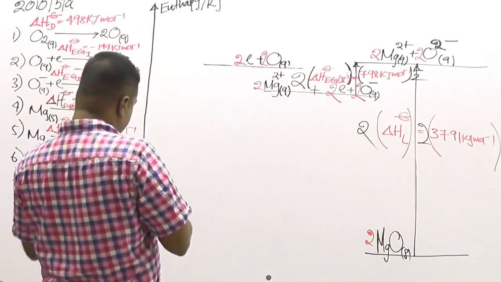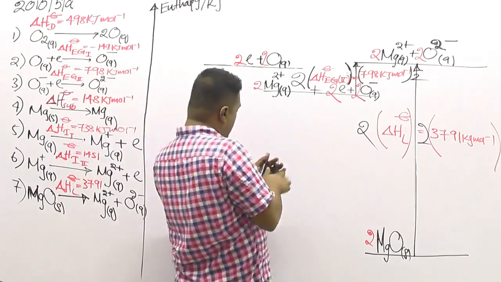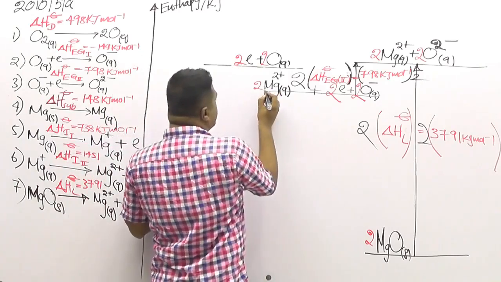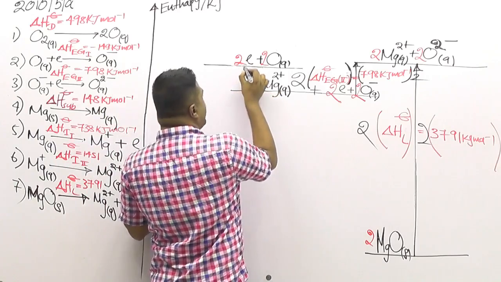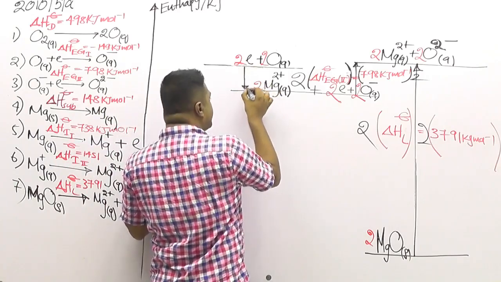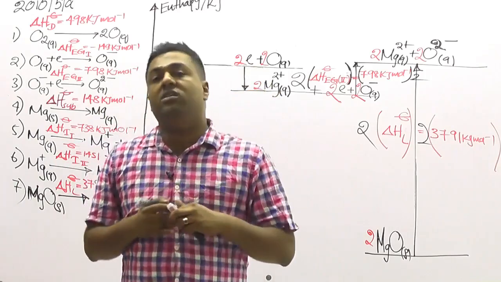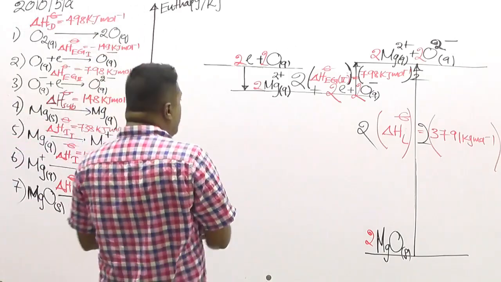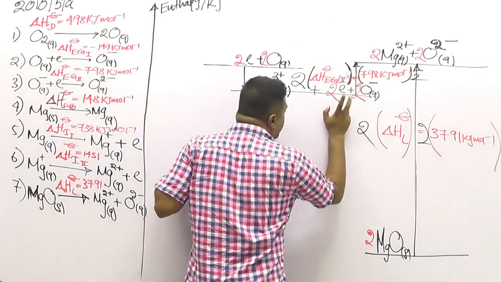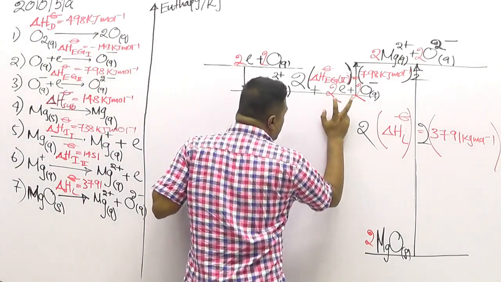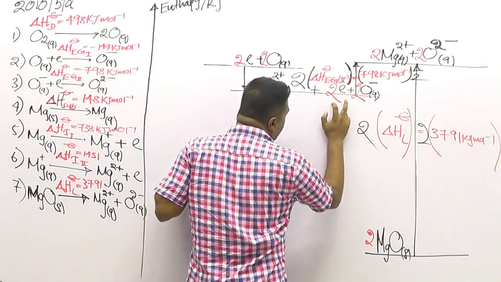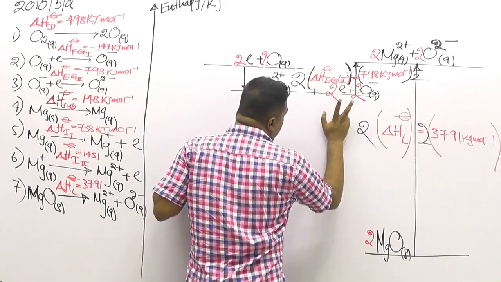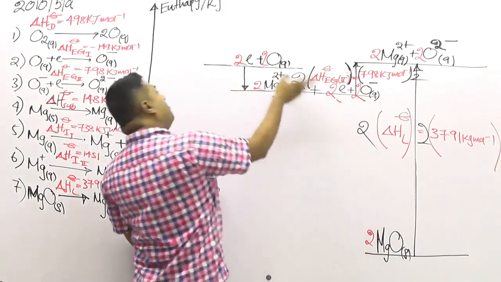But when this conversion takes place, you have 2 more electrons. Those 2 more electrons have to be balanced with this.